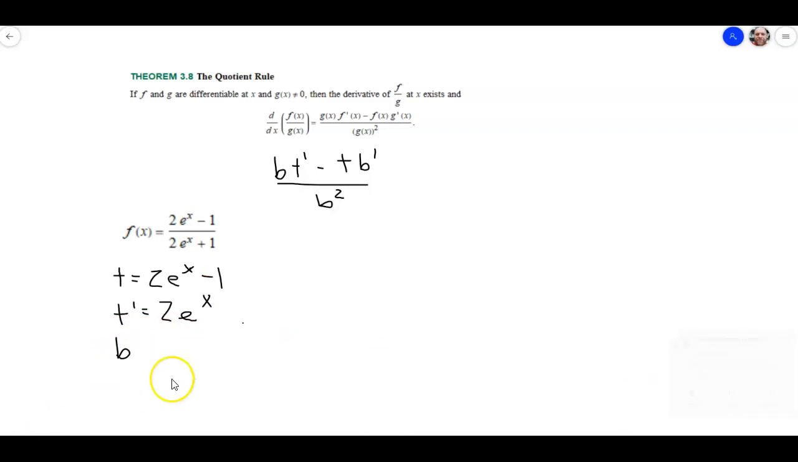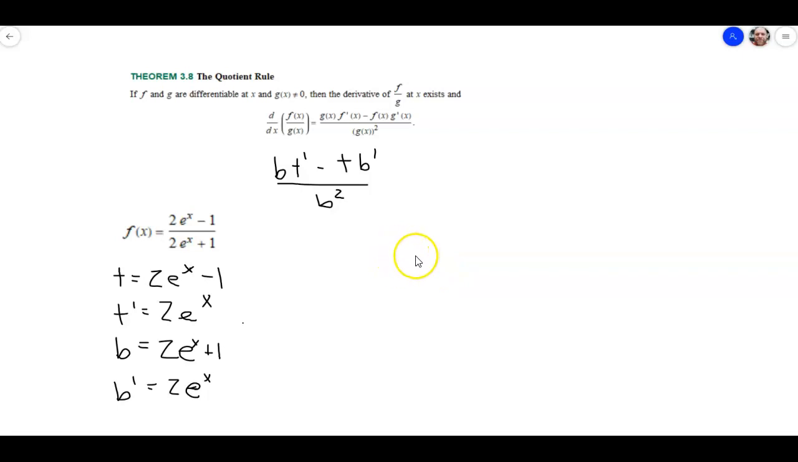That one is equal to 2e to the x plus 1, and the derivative of the bottom, very similar to the top, is just going to end up being 2e to the x. Remember, we're using the derivative of e to the x, and then we're also using that constant rule of pulling it out and back in again. All right, so now that we have everything, let's go ahead and put it in this form here.